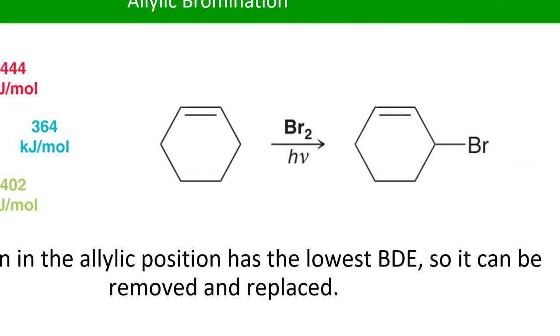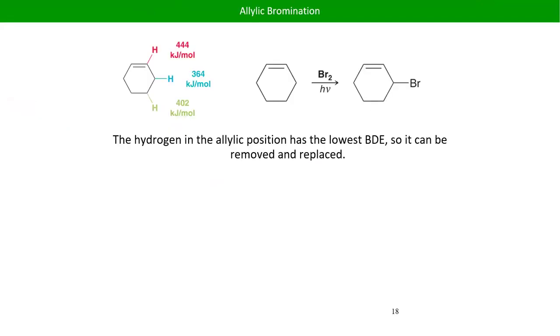So pretty much, and just like before, for all intents and purposes, 100% of the yield is going to wind up being in that allylic position. Even if there's a tertiary carbon available, it's still going to be close to 100% of your product is resonance stabilized.